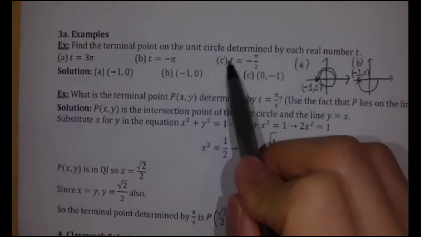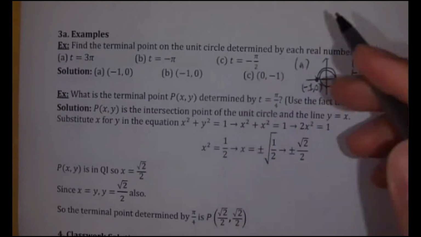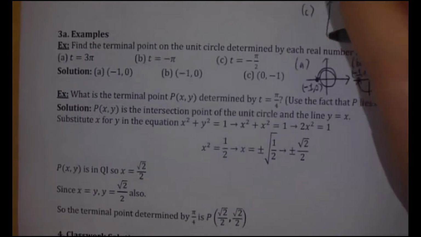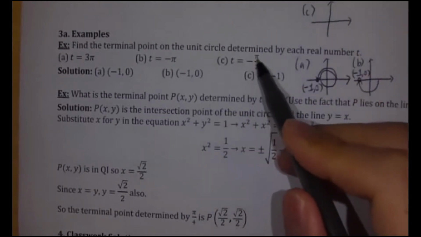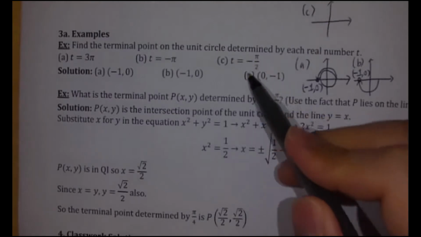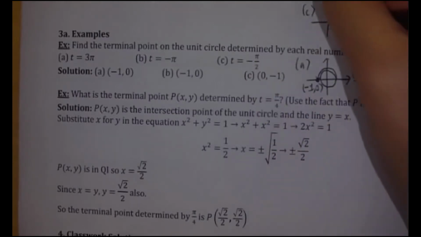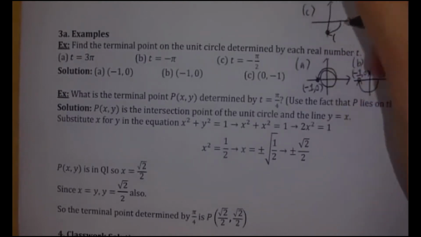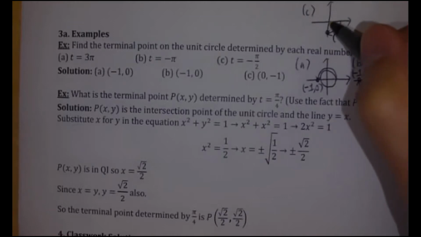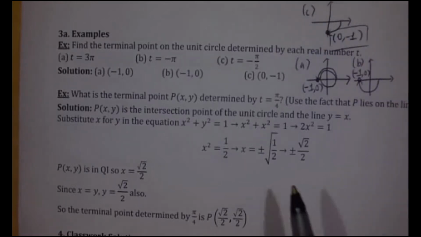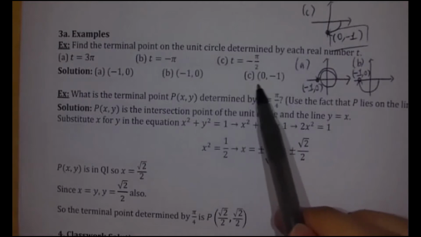And then part C is -pi/2. I'll draw that up here. So -pi/2. So pi, remember, is 180. 180 divided by 2, that's 90. So this is going to be -90 degrees. So -90, that's over here. So what's the coordinate over there on the unit circle? That'll be, right, the x-coordinate is going to be 0, y-coordinate is -1. So it'll be 0, -1. Okay, so 0, -1 is our answer for that.